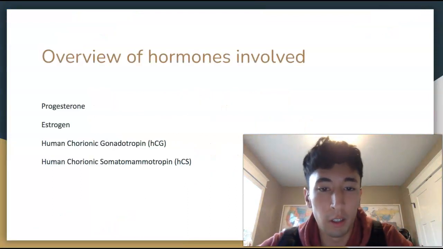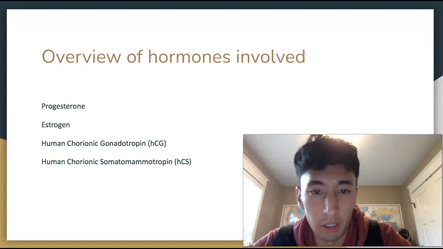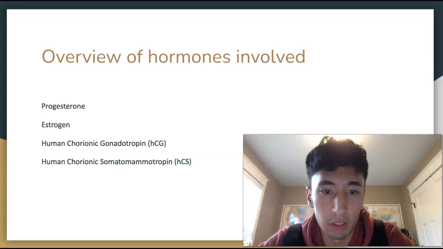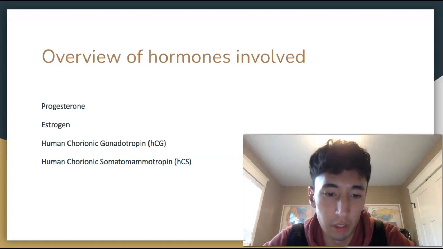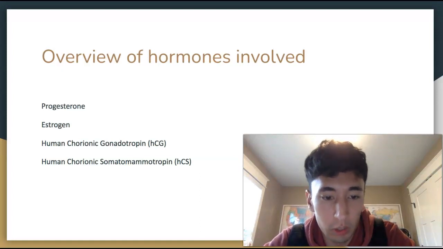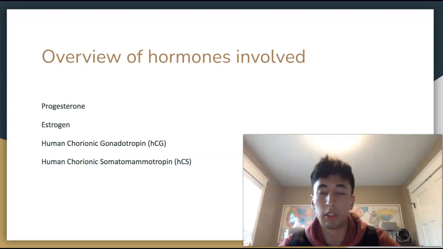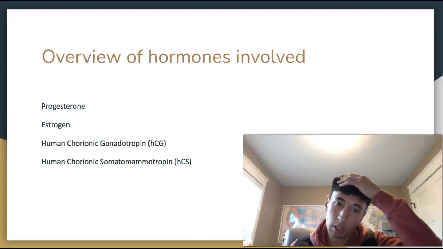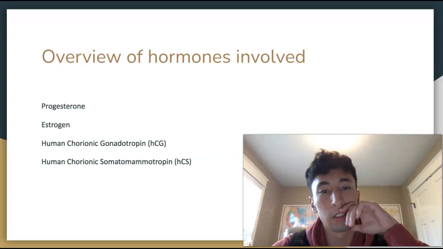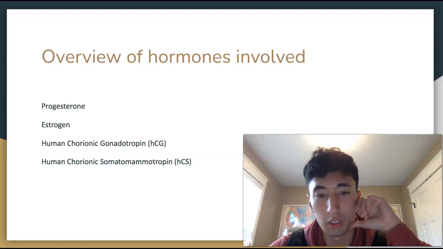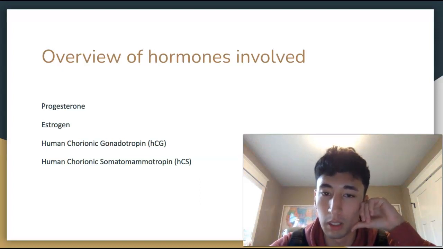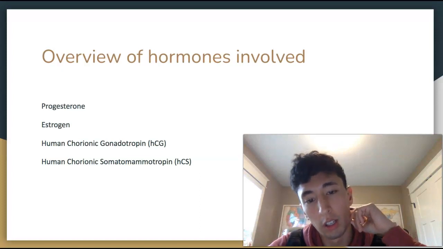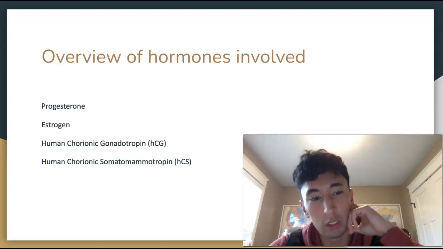All right, so to start, I want to list the hormones involved in the process, as these are what we are going to emphasize throughout this lecture. Hormones are critical in the implantation of a blastocyte and the development of an embryo, so they are very important, and we'll see more of how and why throughout this presentation. The four hormones that are very prominent in this process are progesterone, estrogen, HCG, and HCS.